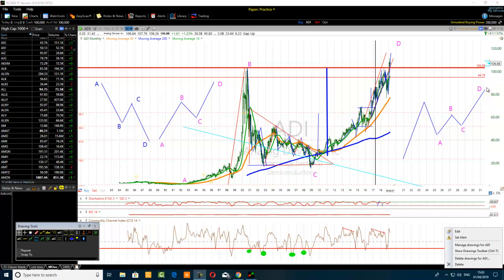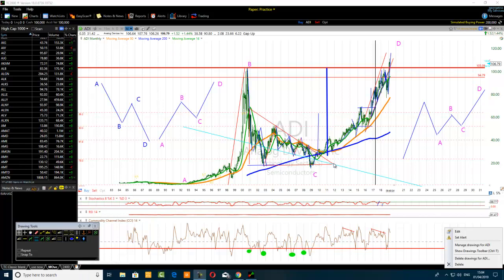Now, in theory, not in practical trading, in theory, it's assumed that the distance from A to B should be equal to the distance from C to D. You'll see that very often. Now this is the A, B, C, D chart pattern that we have here. The financial instrument that we are looking at is Analog Devices Incorporated, forming an A, B, C, D chart pattern.